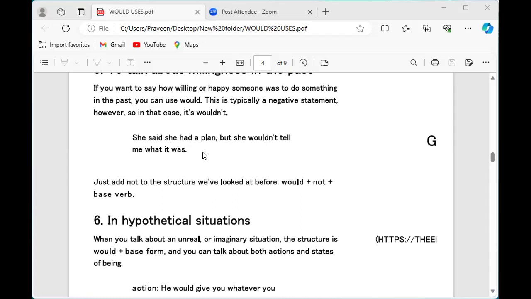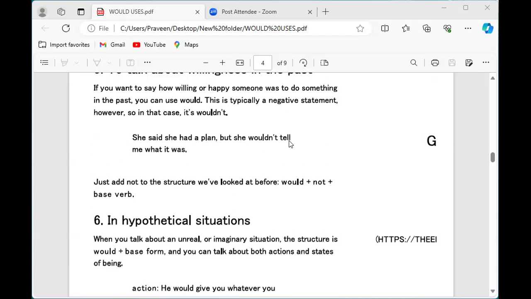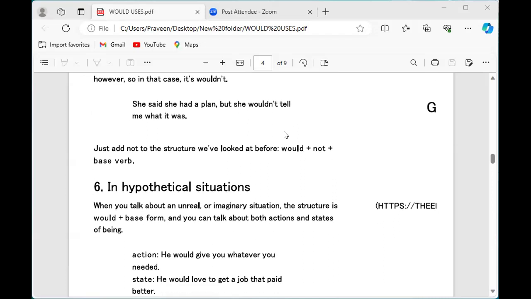So, which is in negative, she had planned to do something, but she didn't reveal her plan. That is what it means. Just add not to the structure: would plus not plus base form. Tell, base form. Tell, go, run, walk. These are all action verbs we have to use.